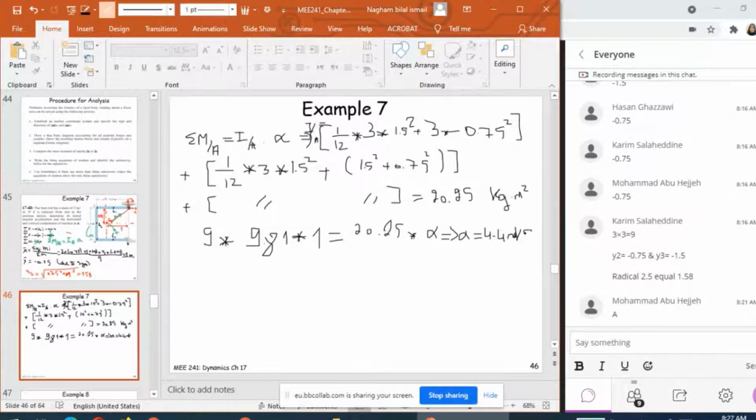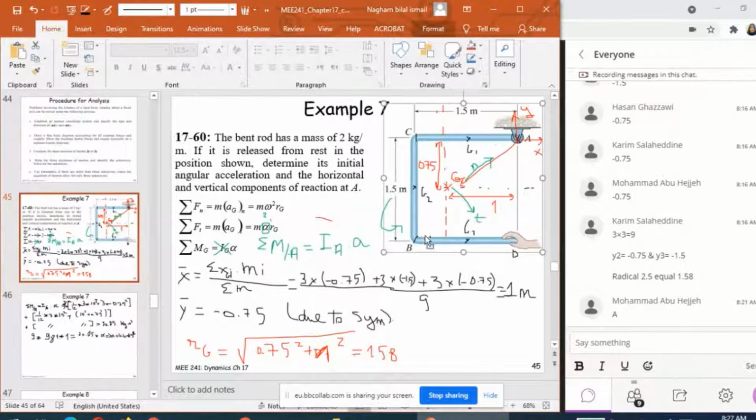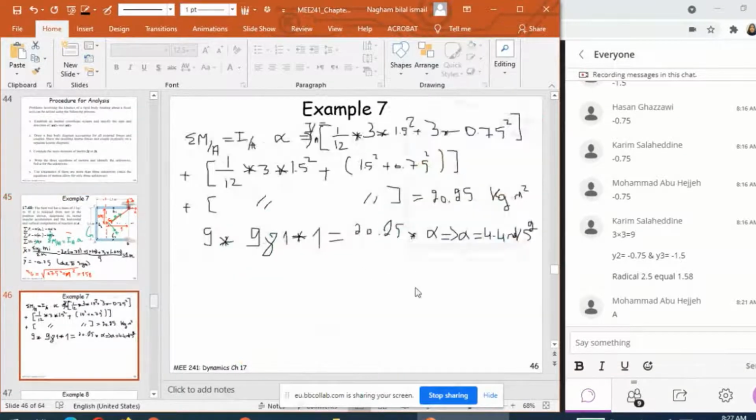Now the last step is to find what? It is to find AX and AY. How to find AX and AY? By applying these two Newton's second law. The first one is equal to 0, since omega is equal to 0. And the second one is equal to m alpha times r. I know alpha, I know r, so I can find them. Okay?